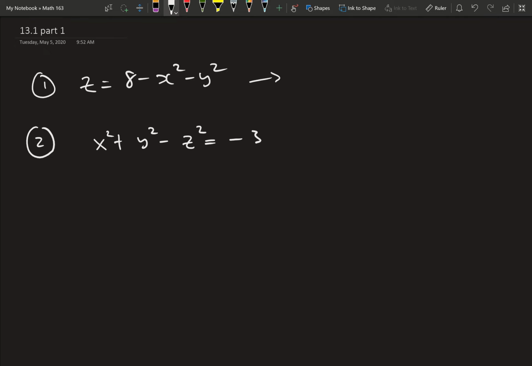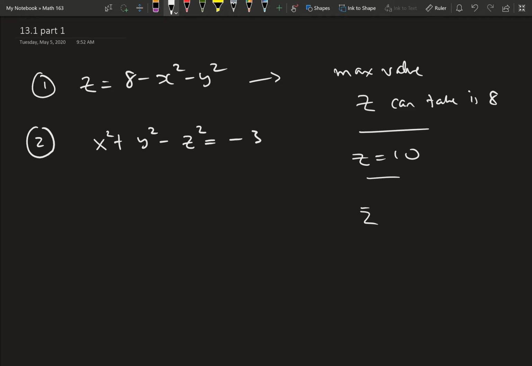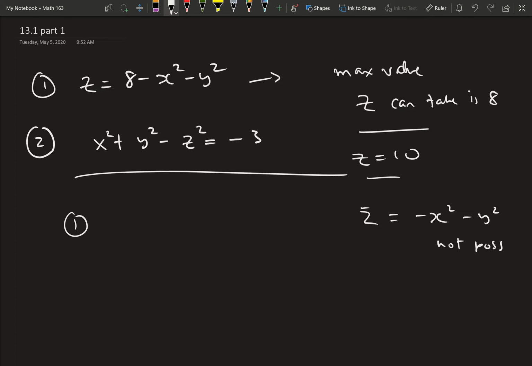So here, notice that the max value z can take is 8. Because say, for example, if z was like 10, then you'd end up with, say, 2 being negative x squared minus y squared, which is not possible. So for 1 here, at z equals 8, you end up with x and y being 0.